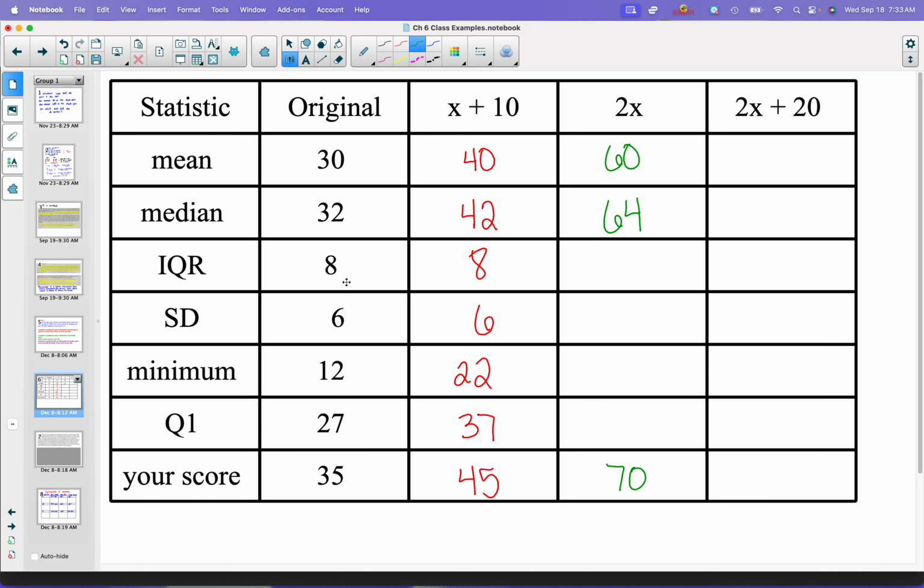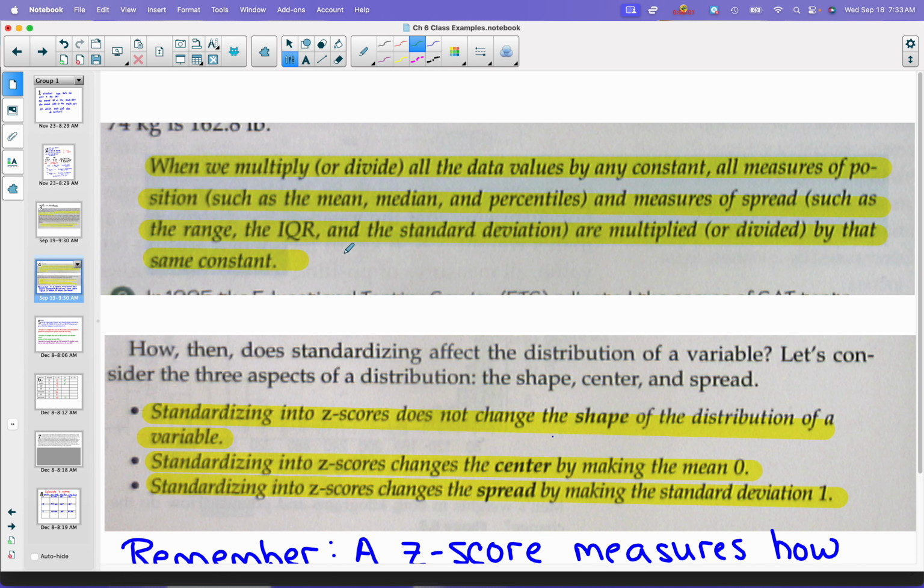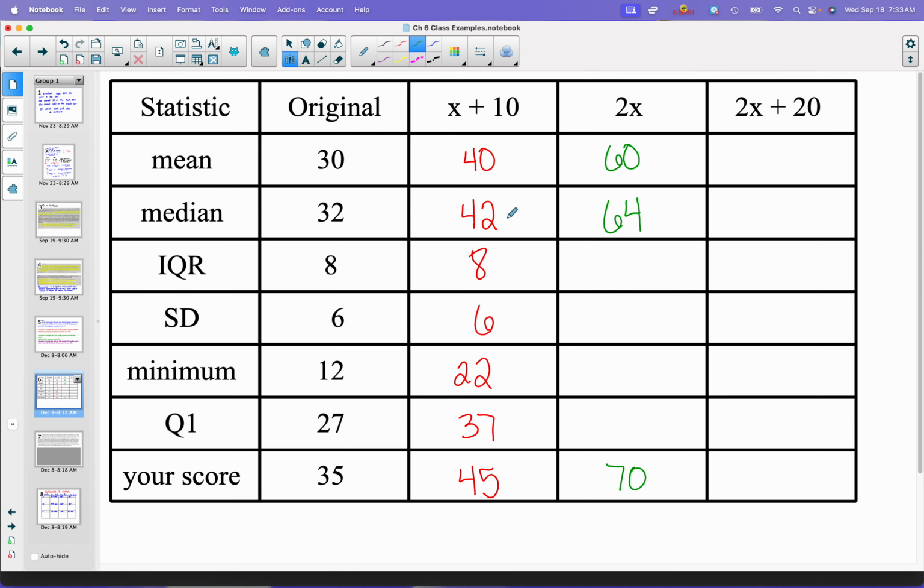Now, remember, these are measures of spread, but if you look at our notes from this, it said when you multiply or divide all the data values by a constant, all the measures of position and the measures of spread will change by that amount. So this time we do double it, and we get 16. We double the standard deviation, we get 12, which means my data is getting more spread out.